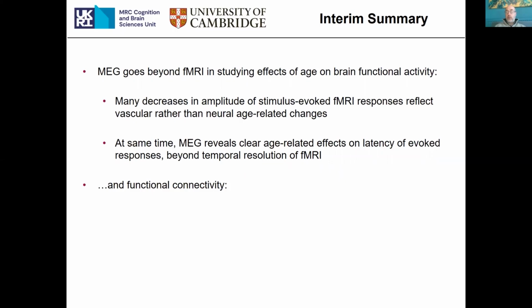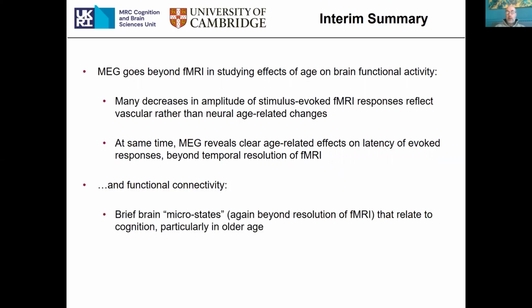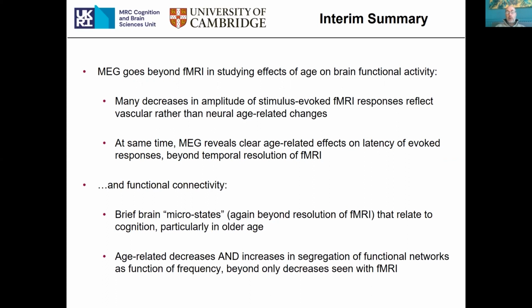MEG also allows you to study functional connectivity, of course, and I showed you some brief evidence of brain microstates. These are brain states that shift every 100 milliseconds or so, which is, again, beyond the resolution of fMRI. And these appear to relate to cognition, and they appear to be particularly important in older age. I also showed you that whereas we find a decrease in functional segregation with age with fMRI, with MEG we see a much more complex pattern of some decreases, some increases, depending on the frequency band, suggesting that these networks operate at different frequencies and have different properties.